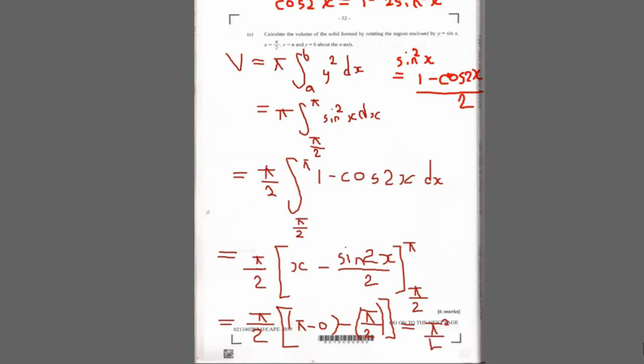And remember, volume is in units cubed. Remember to tell them it is pi squared over 4 units cubed. That's the volume. Nice and easy, soft.